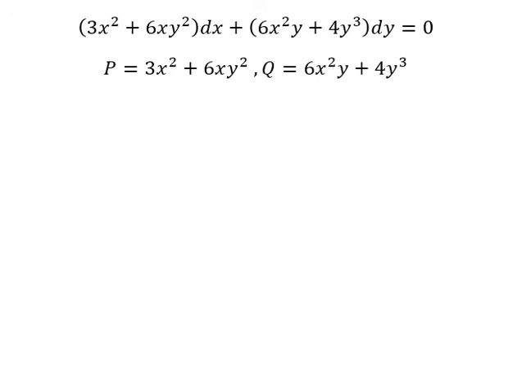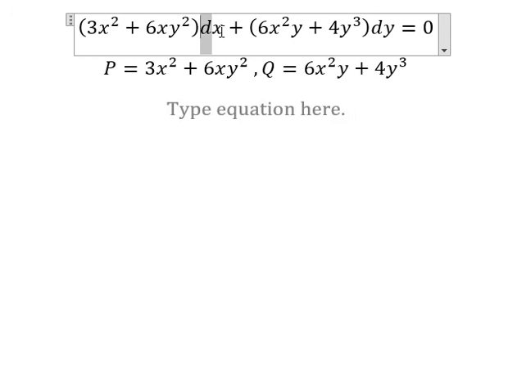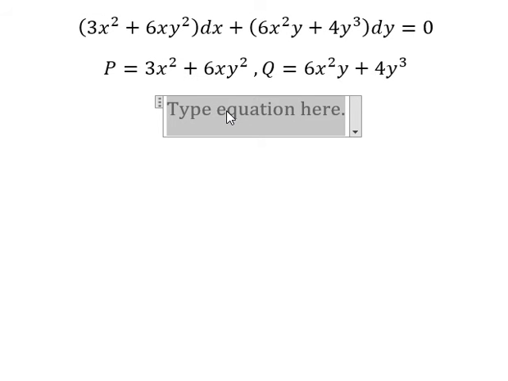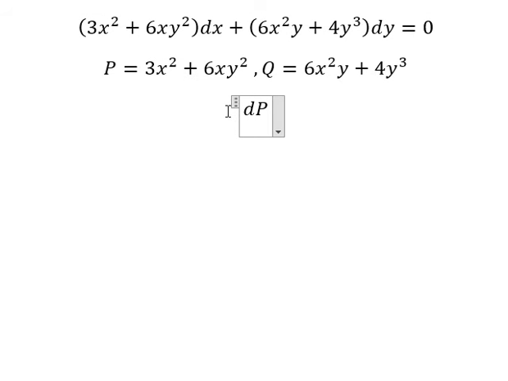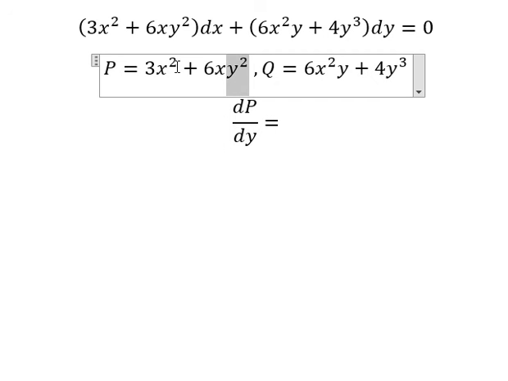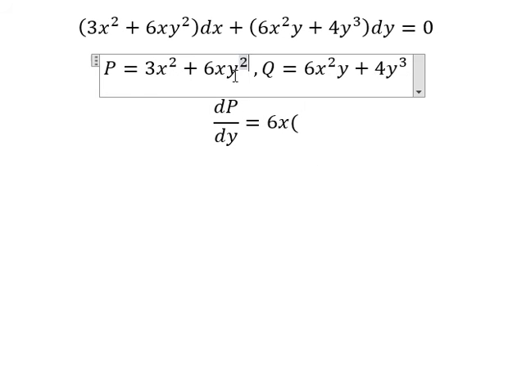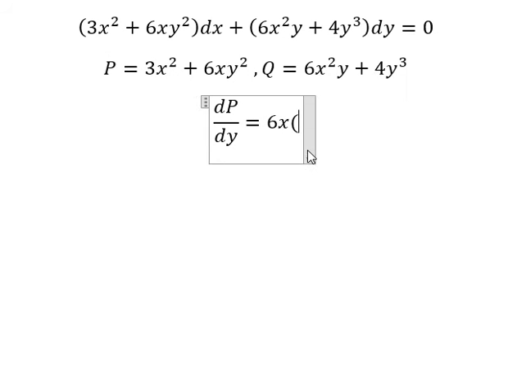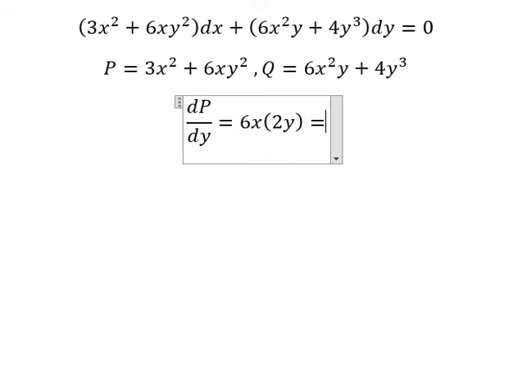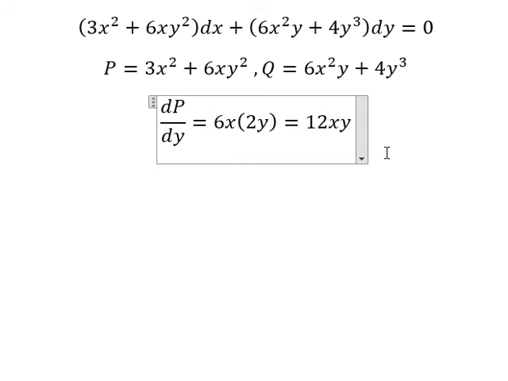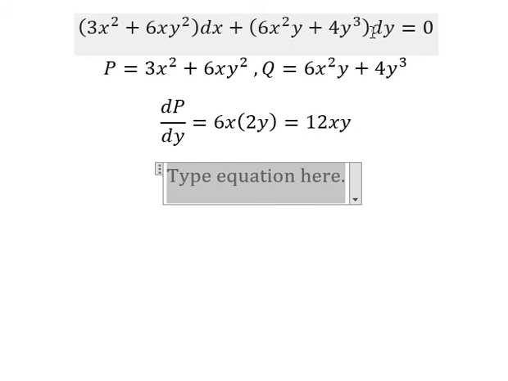Next, because this is about dS, that means we need to first take the derivative of b with respect to y. This one we have y squared. This one we don't have y, so you get 0. So the derivative of y squared is 2y, and that gives 12xy.